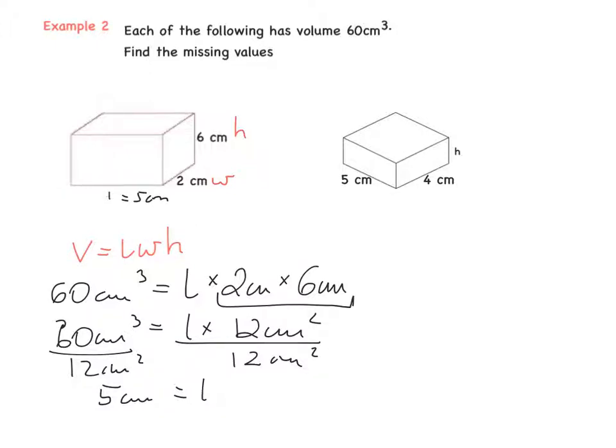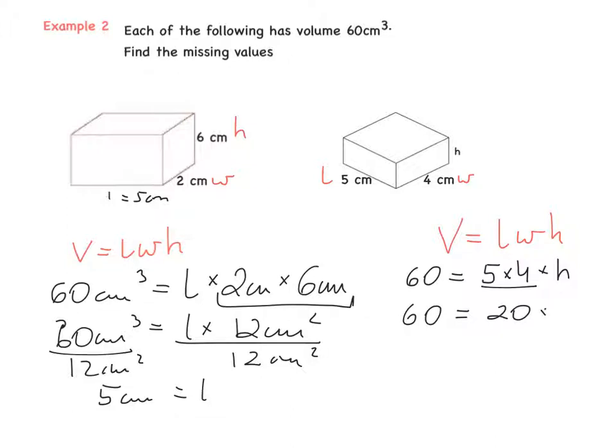Okay, so let's try the next one. Exactly the same. The volume is L, W, H. So we have L in here, W in here, and H as marked. Put the numbers into the formula, okay? So we have 60. We don't need to write centimeters squared and cubed every single time. It is 5 multiplied by 4 multiplied by H. Okay, 5 by 4 is 20. So we have 60 is 20 multiplied by H.